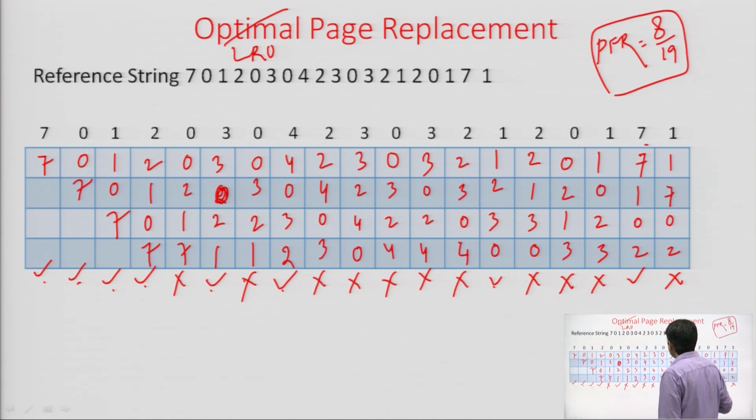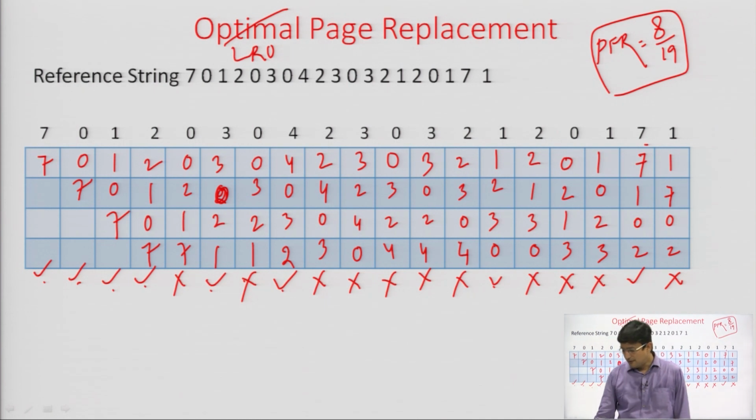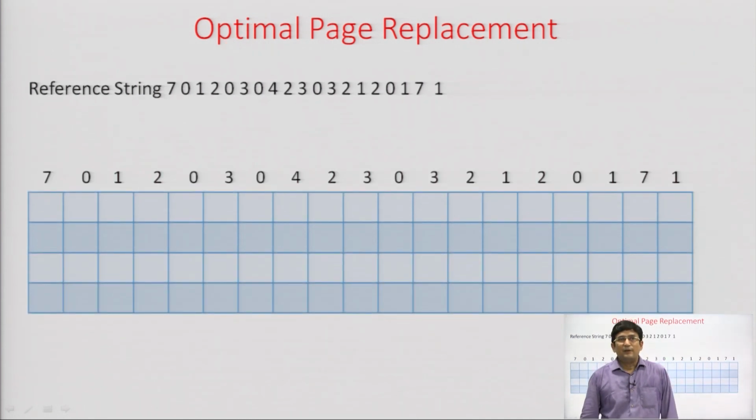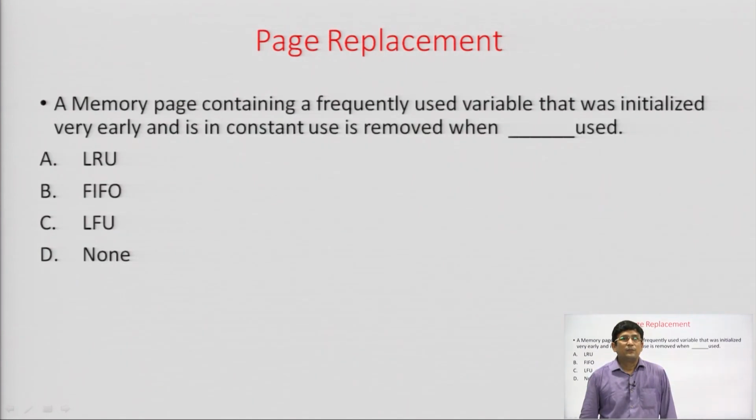It means by increasing the number of frames, here we can see that the number of page faults have reduced. So, we will see in the next lecture how increasing the number of frames is affecting the page faults. Fine. Now, we can solve all the questions by ourselves.